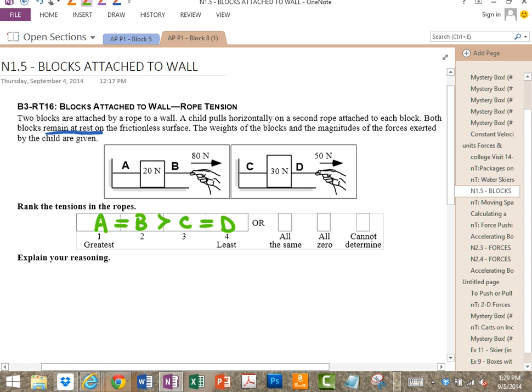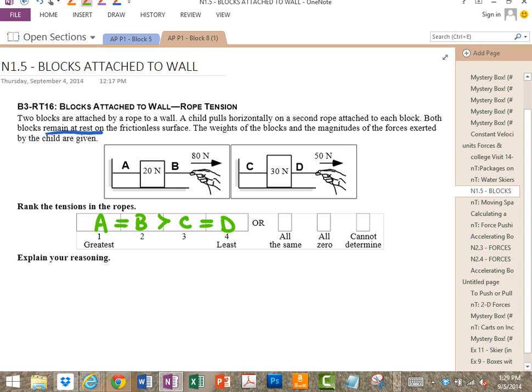Other thoughts? Does the box being at rest make a difference? It's like the 80 newtons that the child is pulling on B. Would that affect A? Because it's at rest. I don't know. Just a thought. Okay, so you're saying the fact that the child is pulling on B.